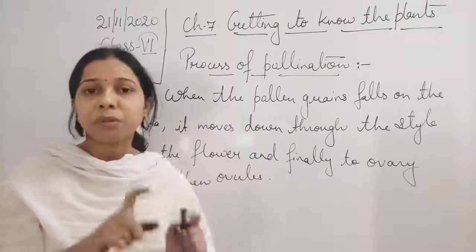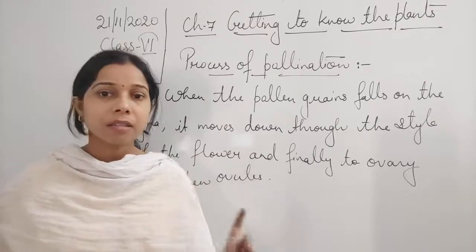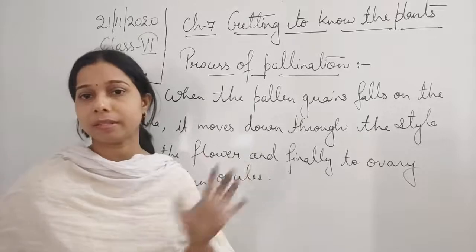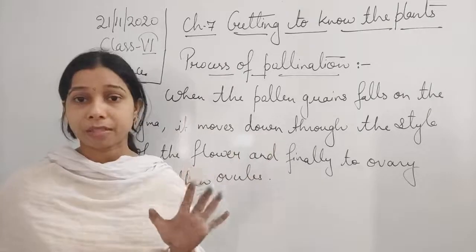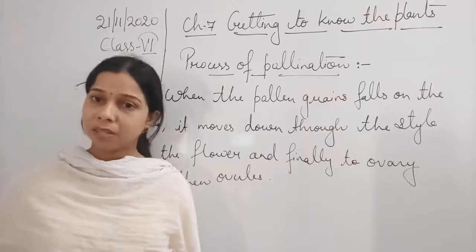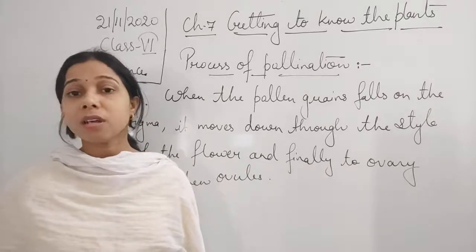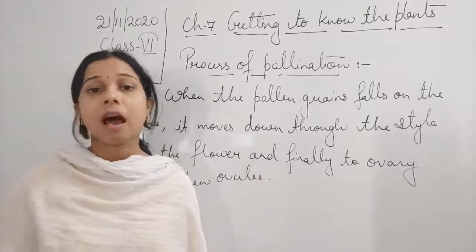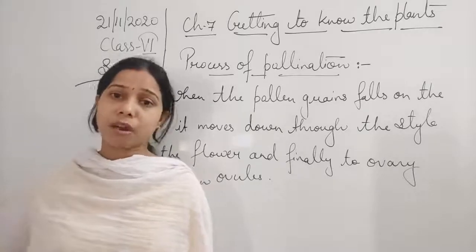Now the pollen grain reaches the ovule. What we said earlier is that the pollen grain consists of male sex cells and the ovule consists of female sex cells. Now when the ovule and the pollen grain meet, it means both the sex cells are present there, they are now together. When they join together, this process of joining of the male sex cell and the female sex cell is known as fertilization.